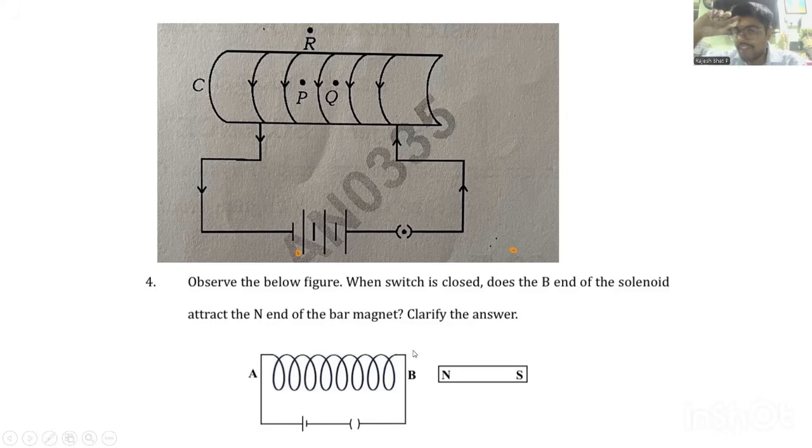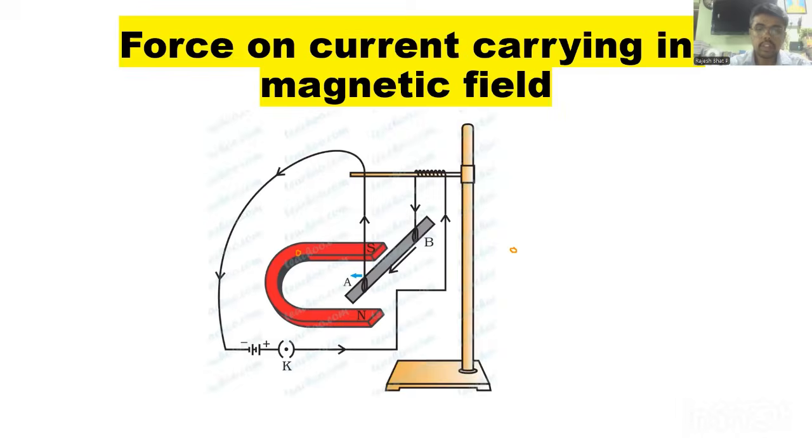To remember: where our current enters is the south pole, and leaves is the north pole. Next, very important. What is this diagram? What is all this fuss about? This is a very important experiment.